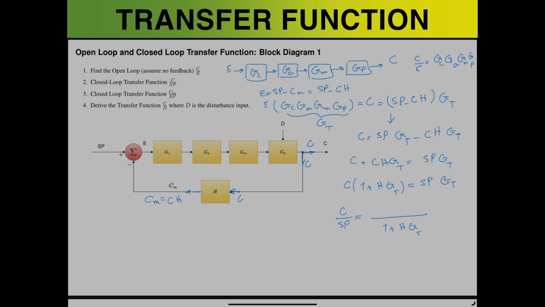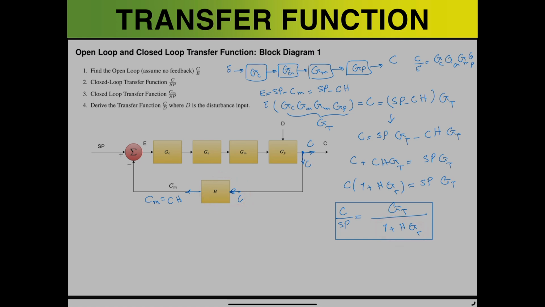And we know that GT is going to be multiplied by SP. So GT at the top is going to be multiplied. So essentially, this is our final answer. The output over the input with respect to the return path, or H, is going to be as shown.